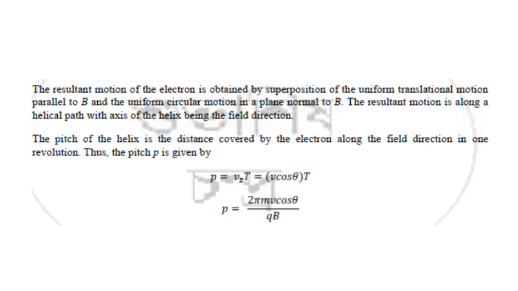The pitch of the helix is the distance covered by the electron along the field direction in one revolution, that is called pitch. We have also calculated pitch in the screw gauge, the same definition: the distance traveled in one circle. The pitch can be calculated as Vz into t, the distance traveled, or V cos theta into t. You can also put the value of t here, so this will be 2 pi m V cos theta upon qB. So we can calculate the pitch.